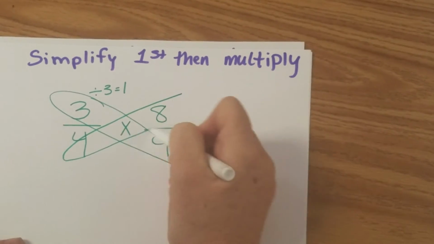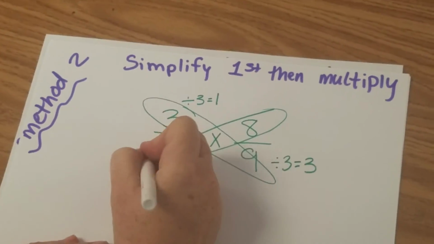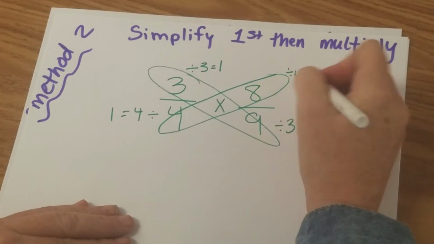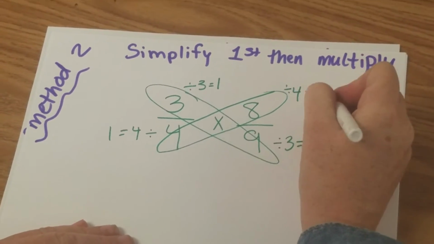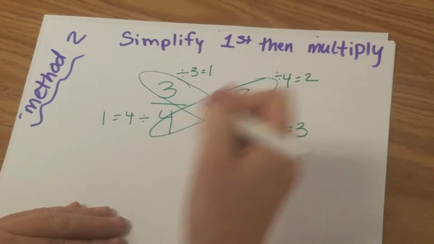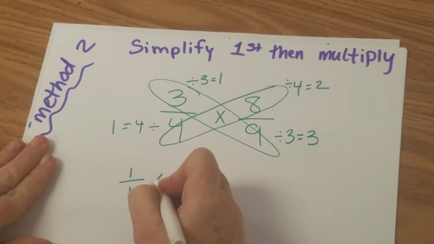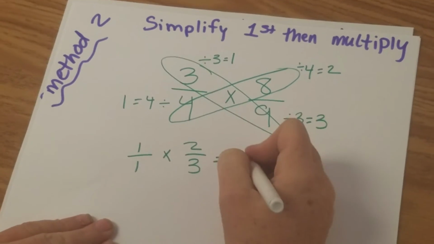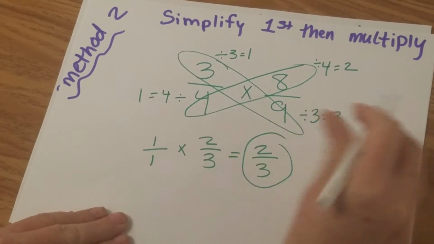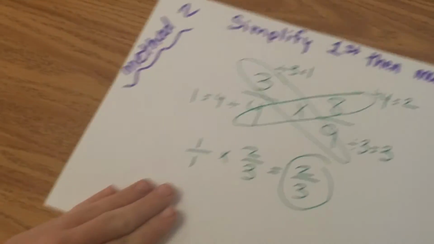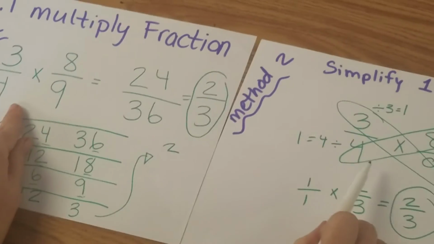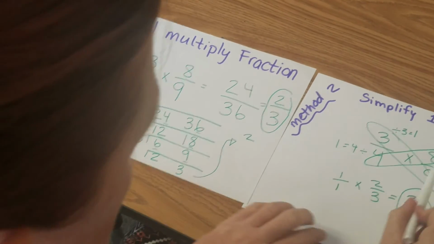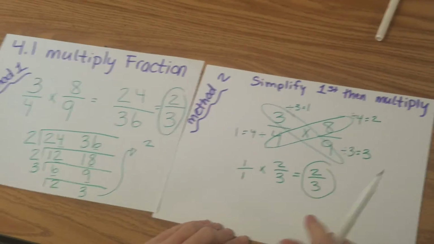Now I'm going to go ahead and do this side. Well, 4 can go into 4 once, and 4 can get divided into 8 twice. So now I rewrite these fractions. So now I have 1 over 1 times 2 over 3, which now I multiply across and I get 2/3. So if you go back, it's the exact same problem, but here I got a big number and had to do all these steps to simplify. This one I just simplified before I multiplied.